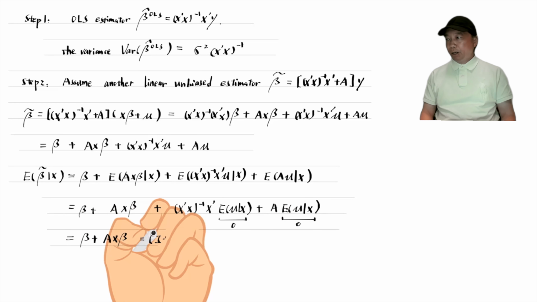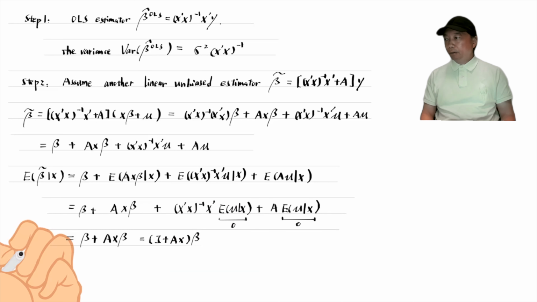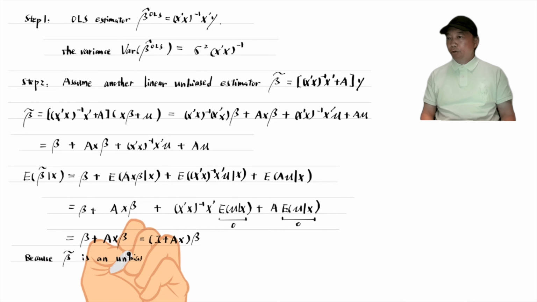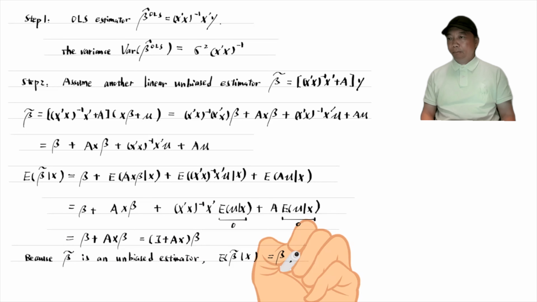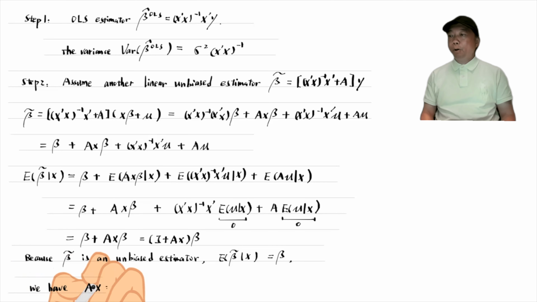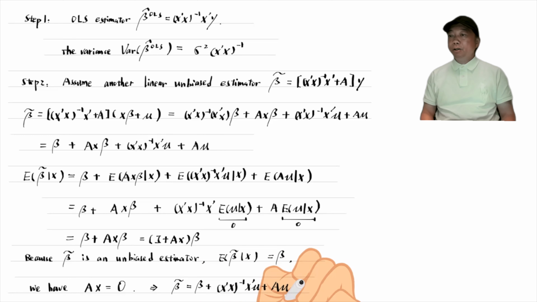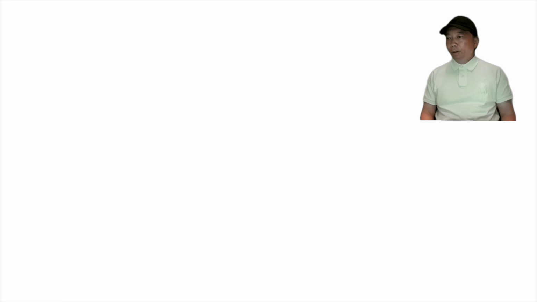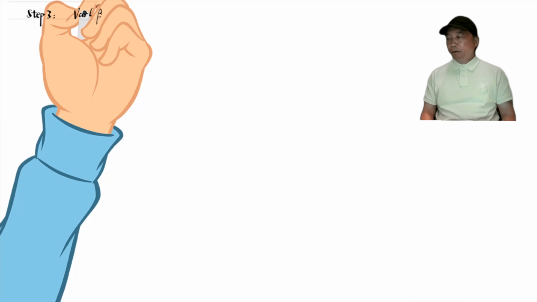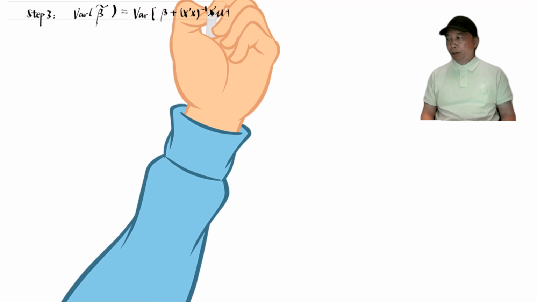Since beta tilde is an unbiased estimator, its expectation should be equal to beta. It leads to an important result: matrix A multiplied by matrix X equals 0. Using this result, we can simplify beta tilde into 3 terms. In the third step, we calculate the variance of beta tilde.